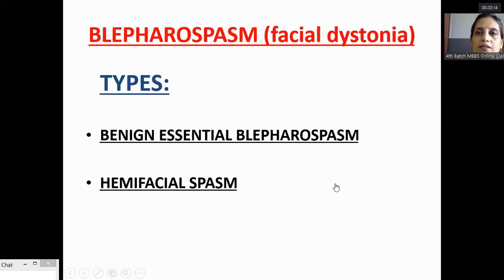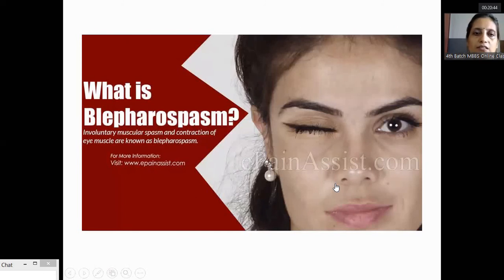Blepharospasm is also a common topic, and it can be due to various reasons, but it comes frequently to you in a medical OPD also. You should know what blepharospasm is. When we discuss the facial nerve, this topic will come again. There are two types of blepharospasm: essential blepharospasm, which is very benign, and the other is hemifacial spasm. So what is blepharospasm?